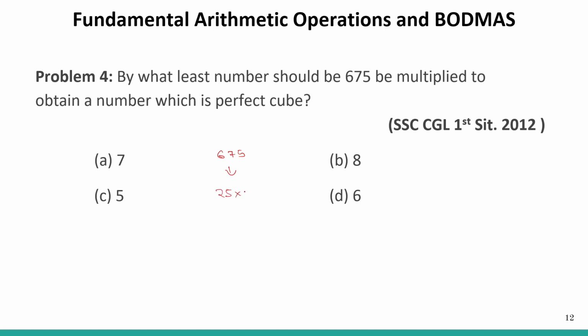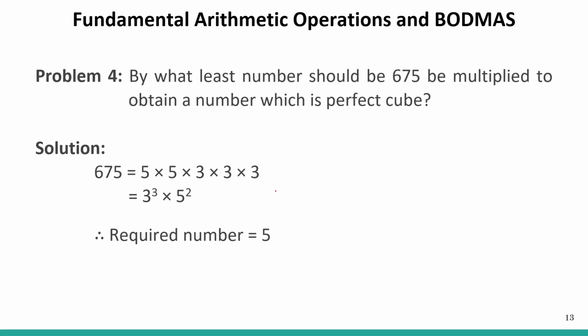25 into 27 is equal to 675. So 25 is equal to 5 square, and 27 is equal to 3 cube.